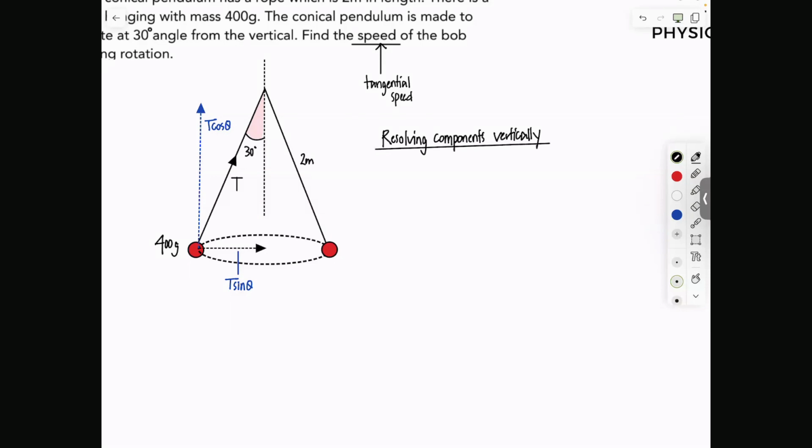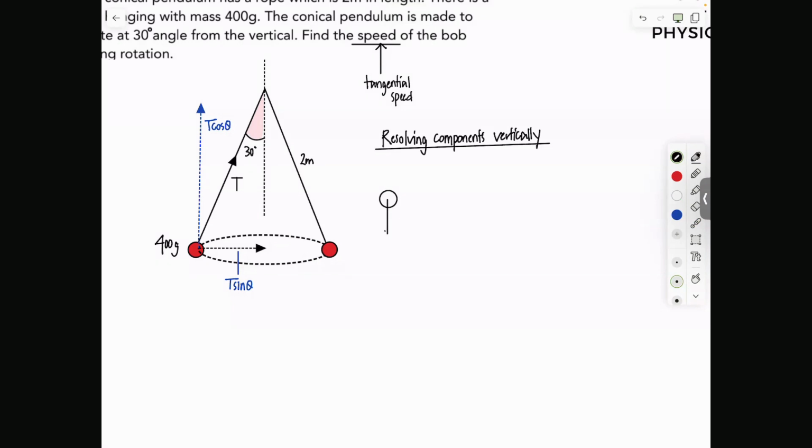Same level, right? When it's spinning, the bob stays at the same height. It shouldn't though, because what's acting downwards? Weight, right? So if it's trying to move downwards and it stays in its position, there must be what acting on it? An equal and opposite force, which way? Upwards.